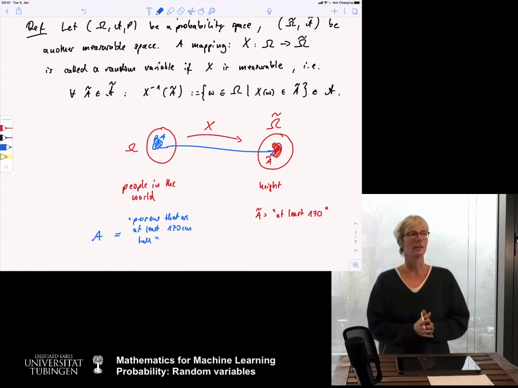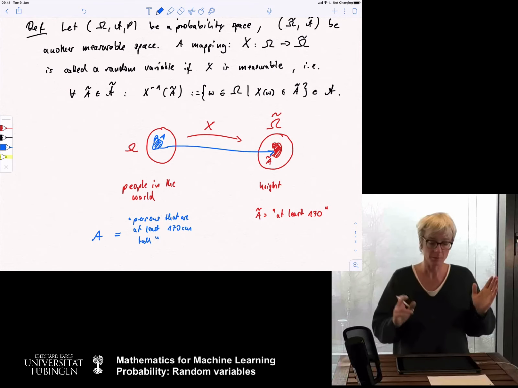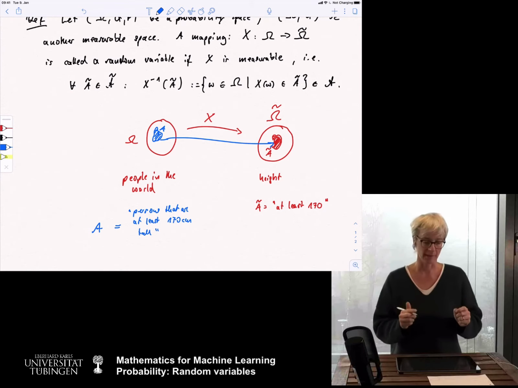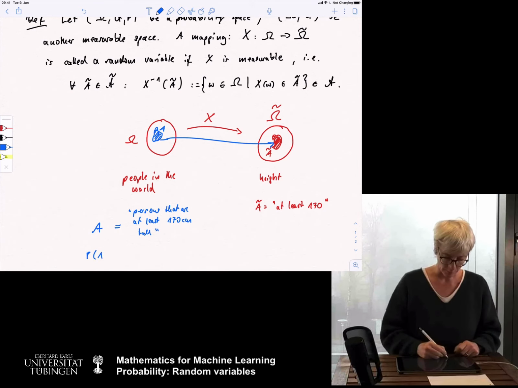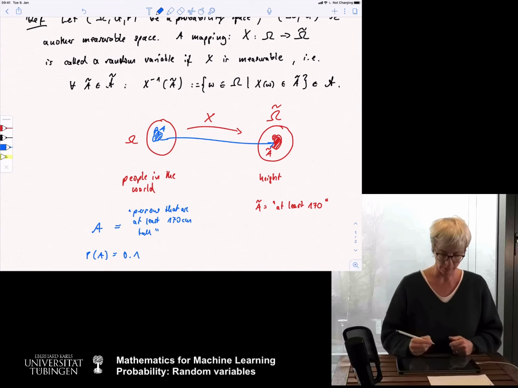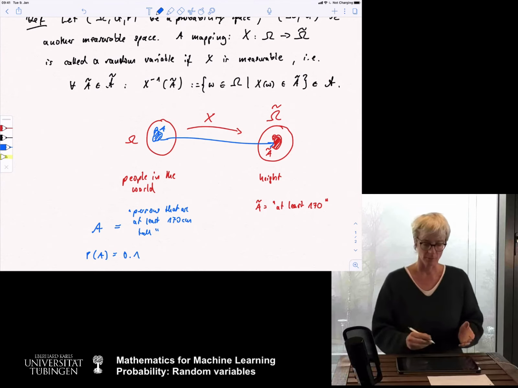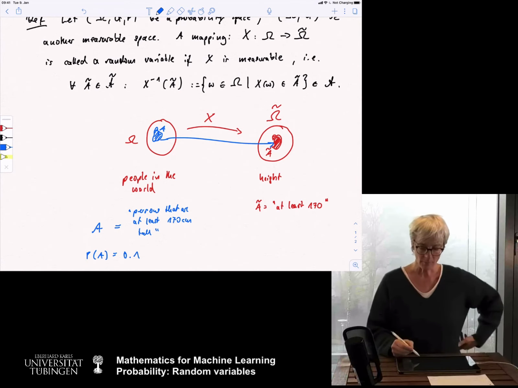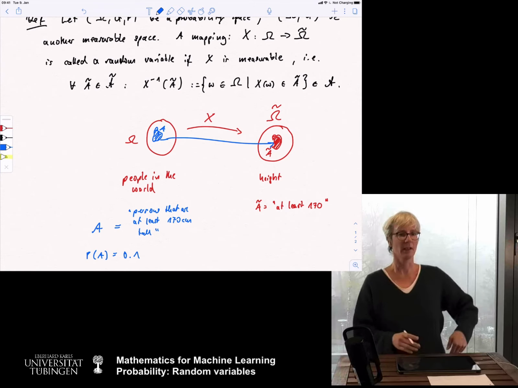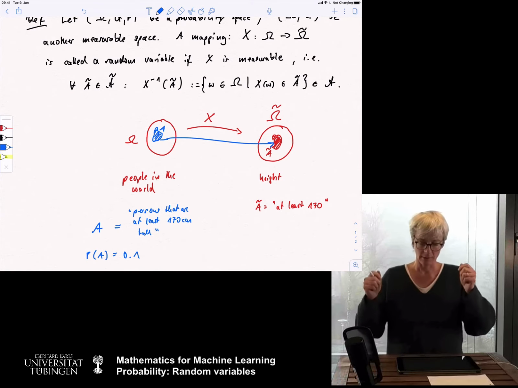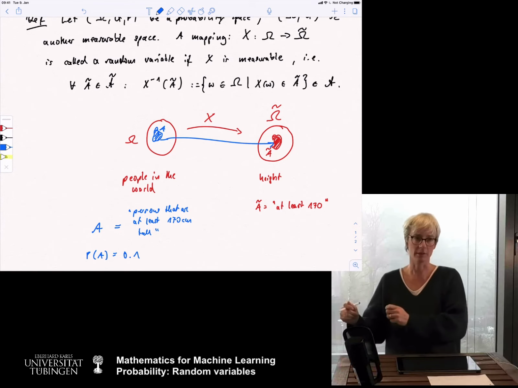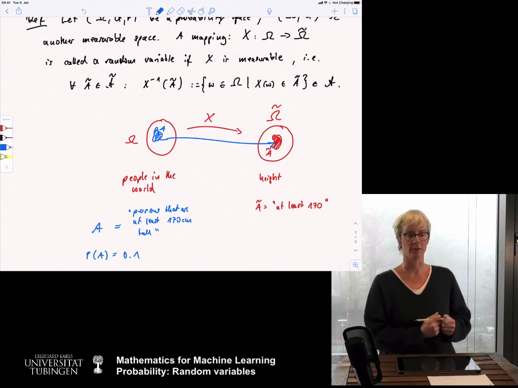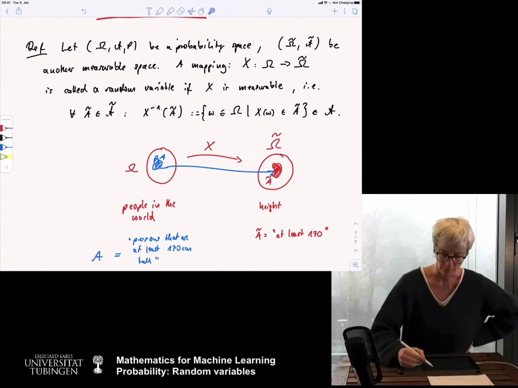So to this set A we can assign a probability because, and that's the crucial thing here, we want to be able to assign a probability to this set A. Then we can say the probability of A is, I don't know, 0.1, and once we know this, we can also assign the same value to the set A tilde. But this can only work if, when we start with a set A tilde in the target space and go back to the people that satisfy the set, this is a measurable set, so this is in our sigma algebra. And so this is the definition we make here.